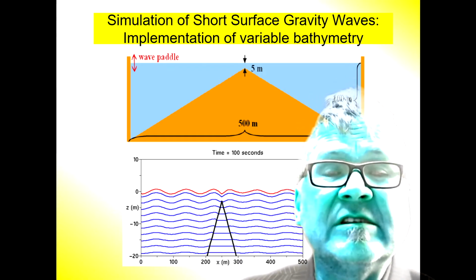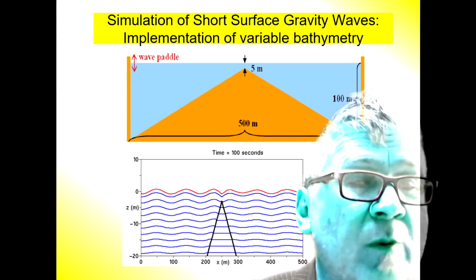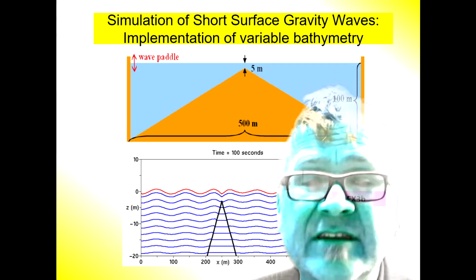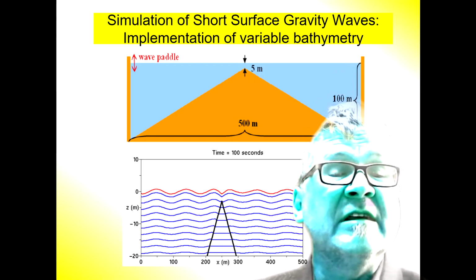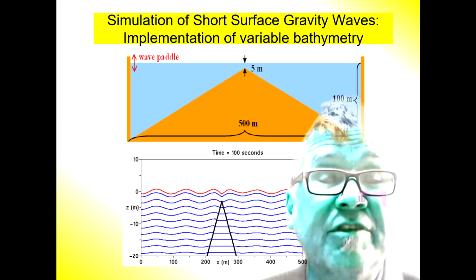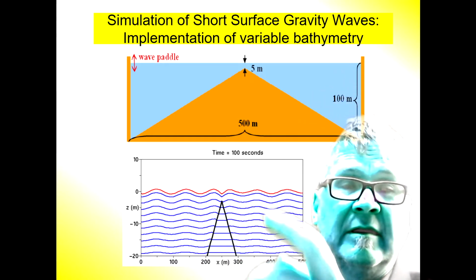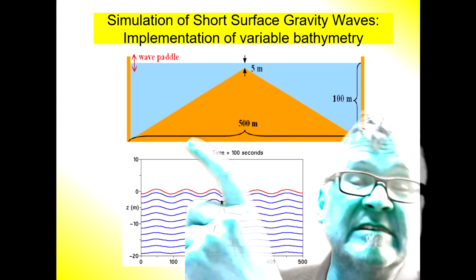Automatically, the equations recognize whether it's a dry or wet grid. And then you can just specify the bathymetry, the shape of the seafloor. And this is one example here.